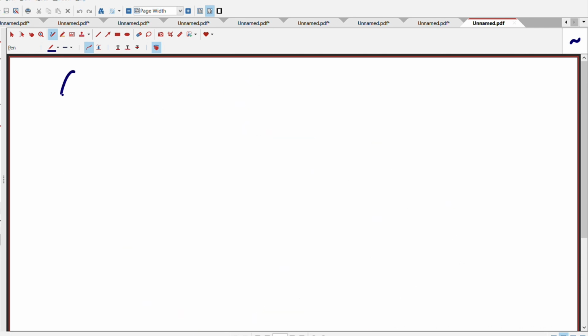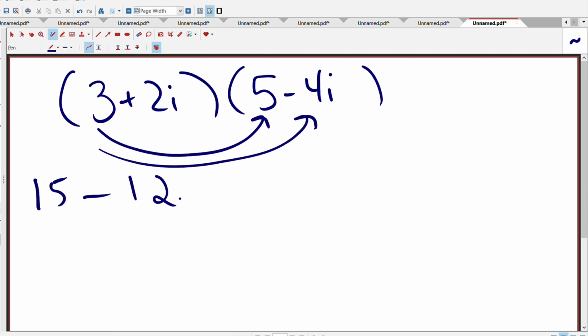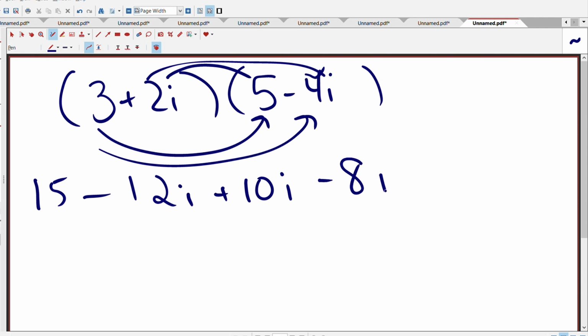So I'm going to do another one where I'm going to multiply. I'm going to do 3 times 5, 3 times negative 4i, 2i times 5, 2i times negative 4i, and i times i is i squared, because when you multiply, you keep the base and you add exponents. But once again, i squared is negative 1. So negative 8 times negative 1 changes this to a positive answer.